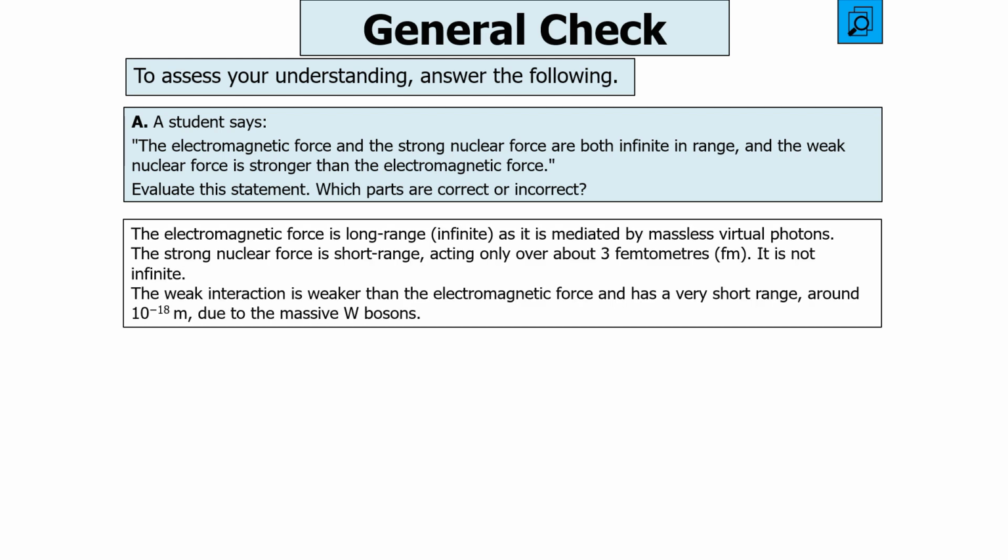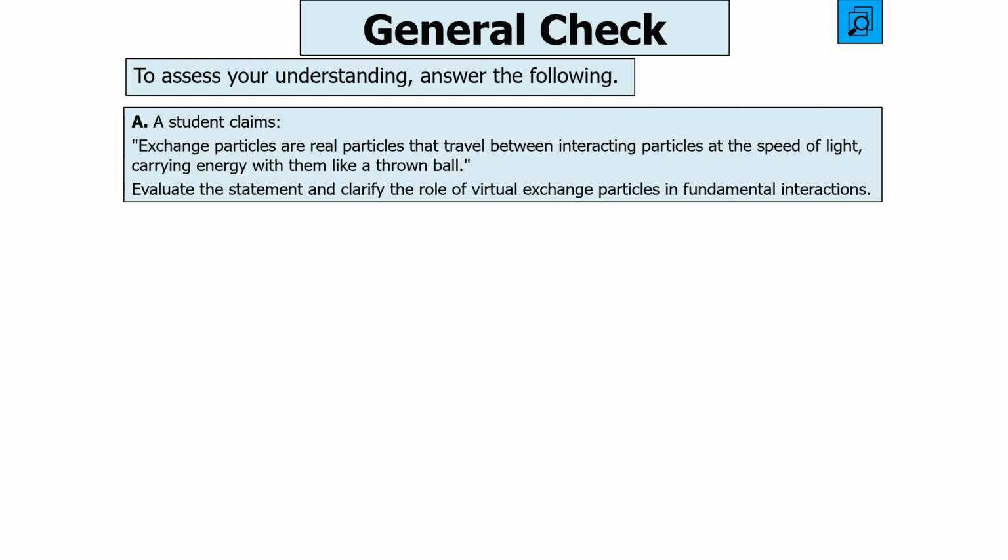Now, the electromagnetic force is long range, it's infinite as it's mediated by a massless virtual photon. The strong nuclear force is short range, acting only up to about 3 femtometers. It is not infinite. Now, the weak interaction is weaker than both the electromagnetic force and the strong force and has a very short range, about 10 to the minus 18 meters, due to having a very massive exchange particle, the W boson.